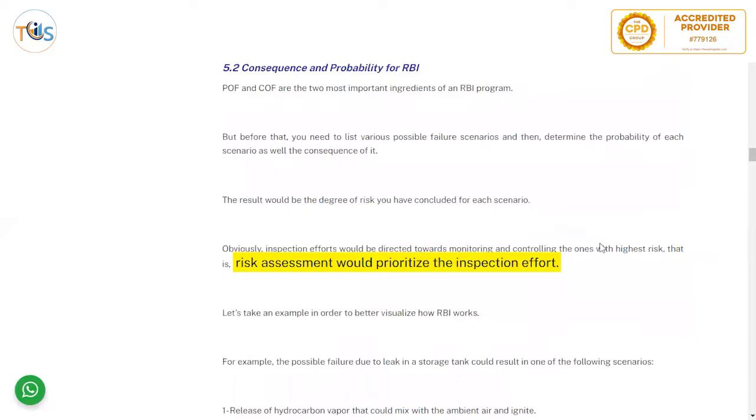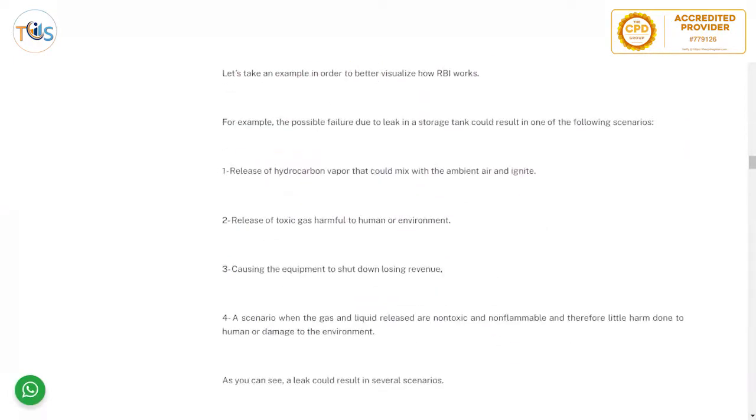Consequence and probability for RBI. POF and COF are the 2 most important ingredients of an RBI program, but before that you need to list various possible failure scenarios and then determine the probability of each scenario as well as its consequence. The result would be the degree of risk you have concluded for each scenario. Obviously, inspection efforts should be directed toward monitoring and controlling the ones with the highest risk, that is, risk assessment would prioritize the inspection effort. Let's take an example in order to better visualize how RBI works.